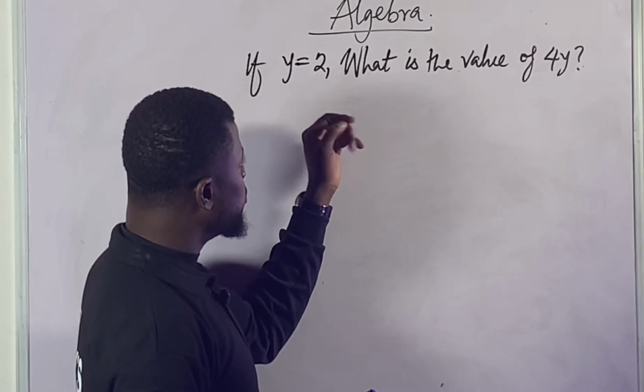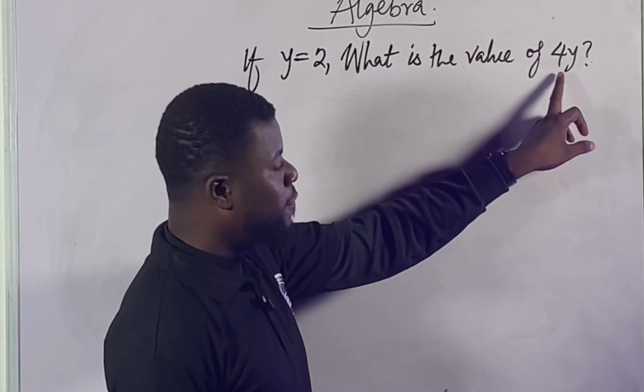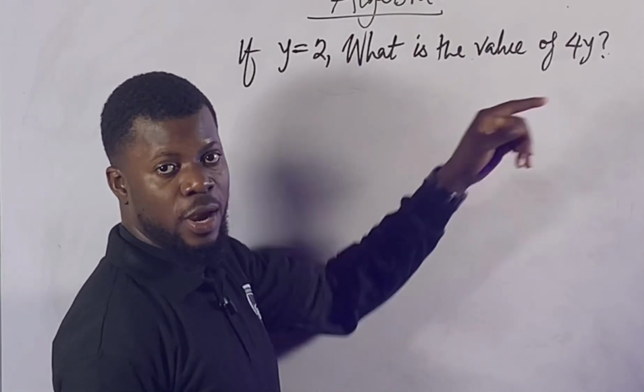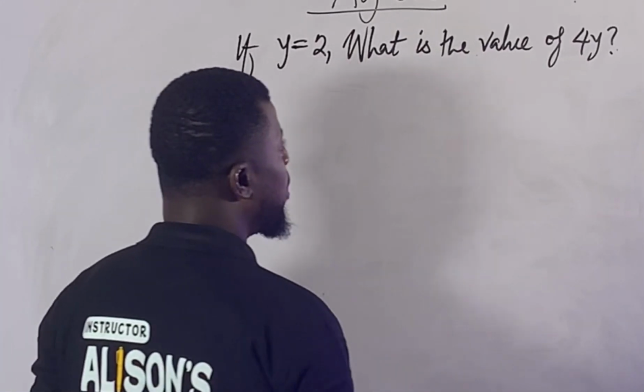If y is equal to 2, what is the value of 4y? By the way, you need to know the relationship between 4 and y. What brought 4 and y together?